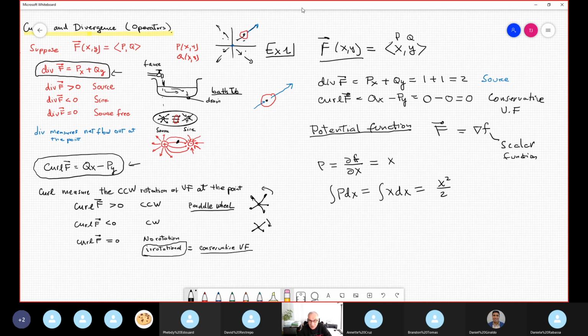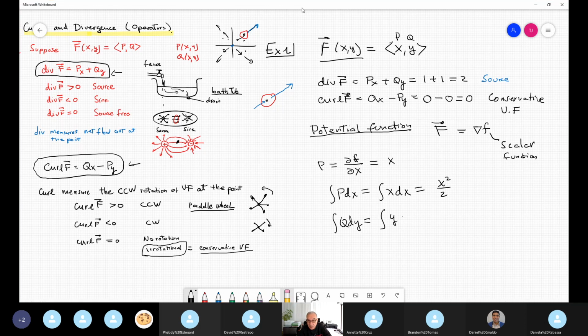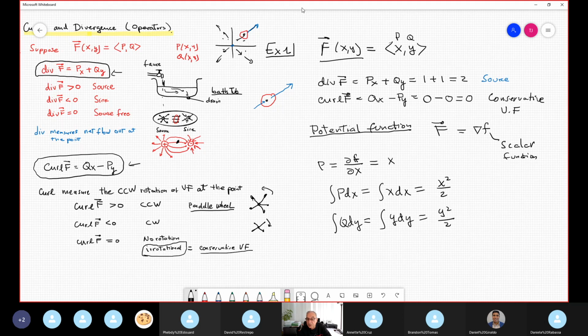In order to find the second component of the potential function, you apply the antiderivative of Q with respect to y. Q is y, so the integral of y dy. Wow, so y squared over 2. And you put everything together. So my potential function f(x, y) is equal to x squared over 2 plus y squared over 2.